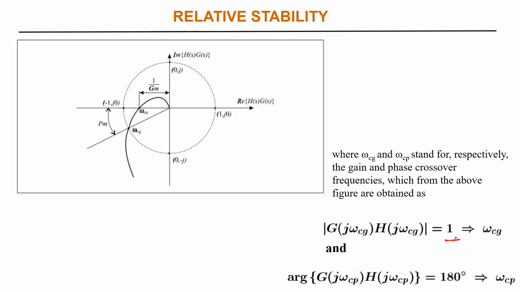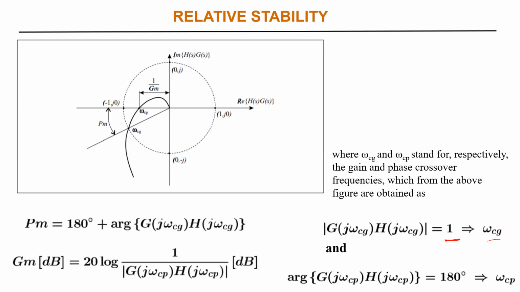Once you get these, the phase margin is going to be 180 plus the phase at the gain crossover frequency. The gain margin is 20 log of 1 over the magnitude evaluated at omega CP.